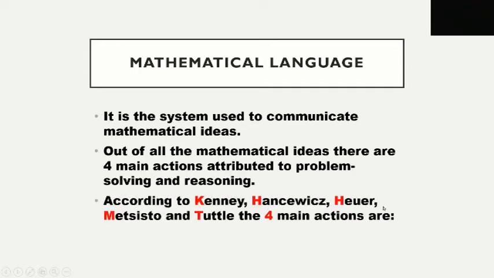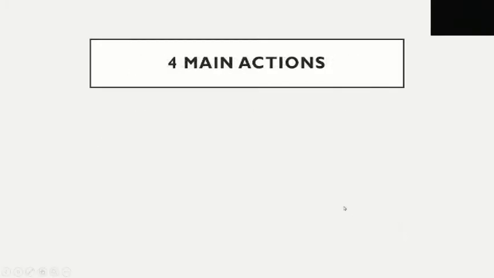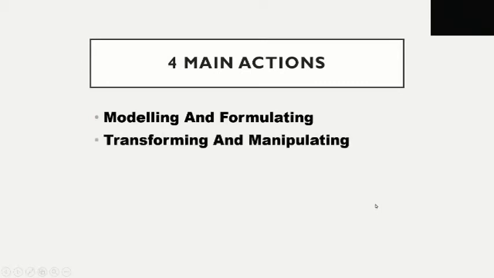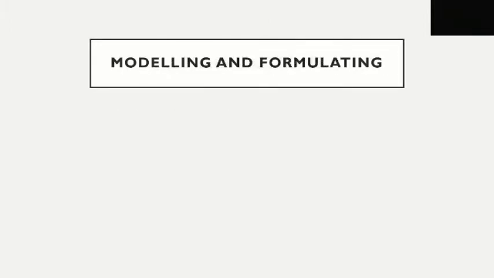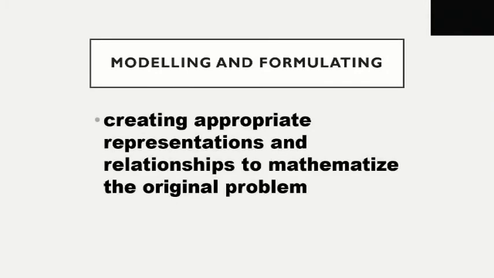According to Kenney, Hirsch, Hirsch, Mitchell, and Tuttle, there are four main actions. These four main actions are modeling and formulating, transforming and manipulating, inferring, and communicating. Modeling and formulating is creating appropriate representations and relationships to mathematize the original problem.